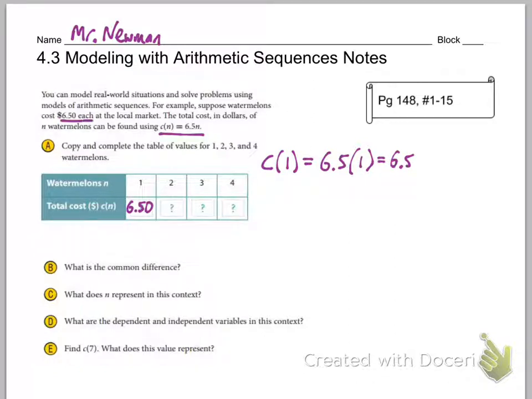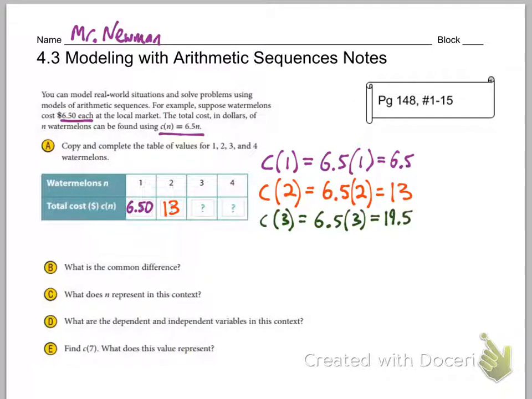C of 2. Oh, also notice it says $6.50 each. So if you have one watermelon, each one costs $6.50. You only have $6.50 as the cost of one of them. We can use the formula for each of these, or we can reason it out and just multiply by each one. I'm going to continue with the formula. 6.5 times 2 is 13, so I know that 2 watermelons cost $13. C of 3, I'm going to plug in 3 there, and I get 19.50. So I'm going to write down 19.5 there. And lastly, C of 4 is 26.